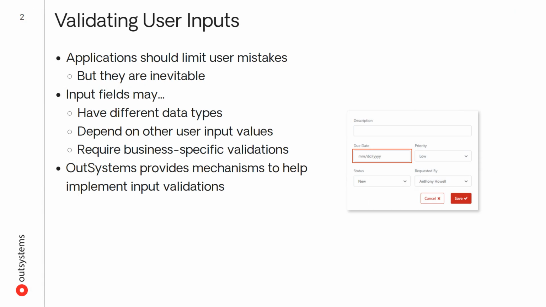Our applications should try to limit user mistakes, especially when they are submitting data that will be saved to the database. However, these mistakes are inevitable, and a user may submit invalid information. Input fields can have different data types, depend on other inputs, or require business-specific validations. OutSystems provides some mechanisms that help us implement input validations and define some business rules. Input validations are specifically important when we need to manipulate data coming from the users.